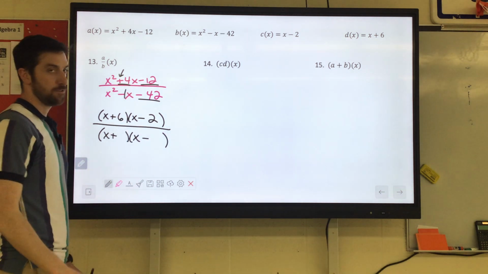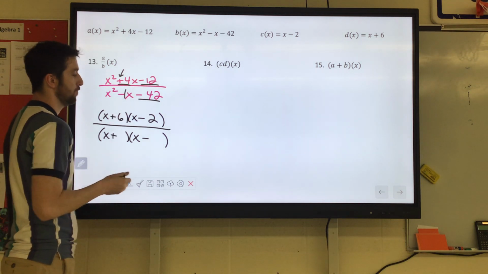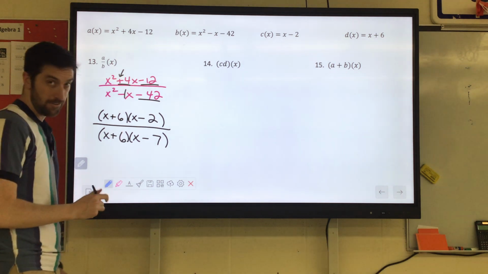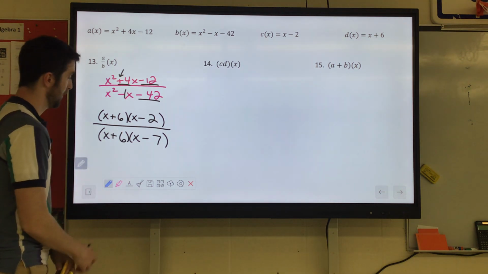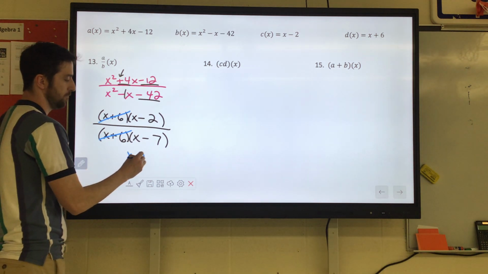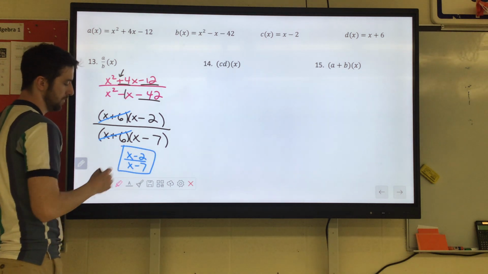I need factors of 42 that are 1 apart. That would be 6 and 7. To make them add up to -1, it'd have to be minus the 7 plus the 6. Now, do you notice anything? We can cancel out the x plus 6's, so you're left with x minus 2 over x minus 7. That's all you can do.